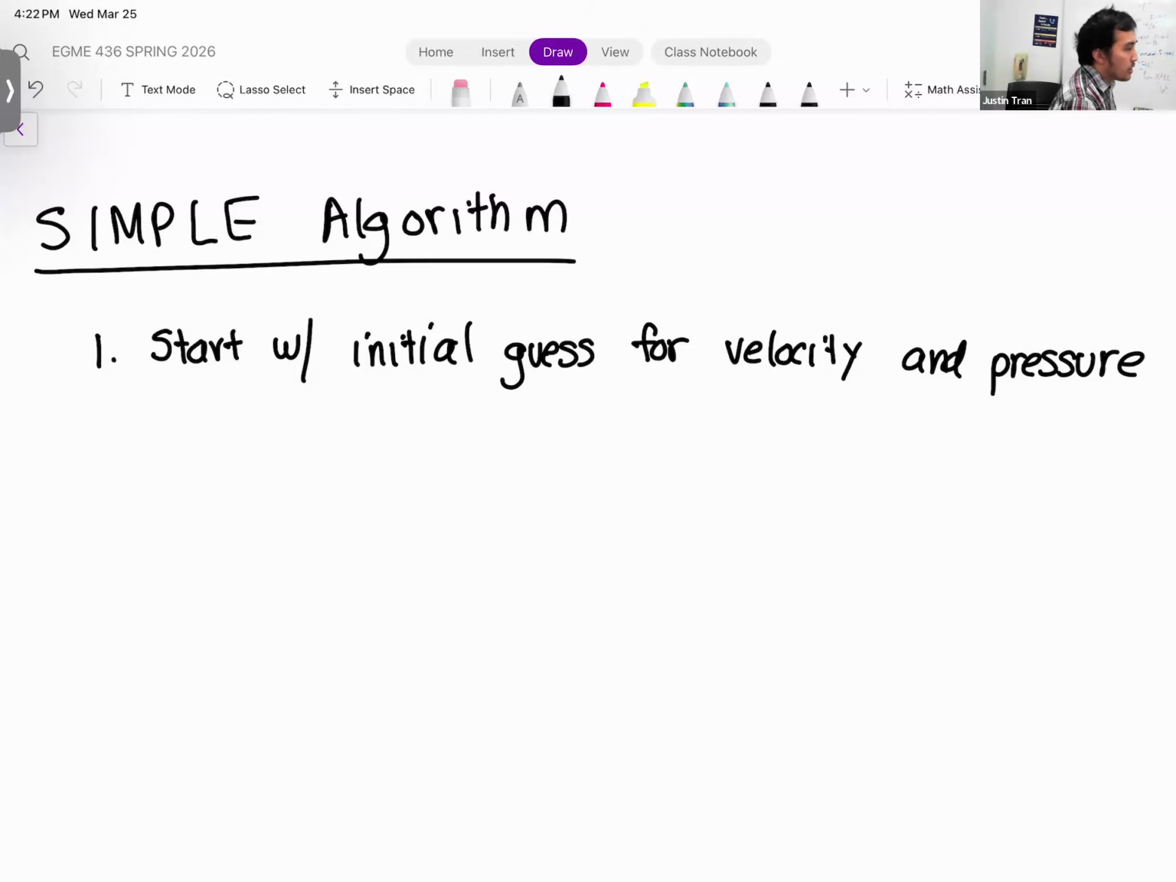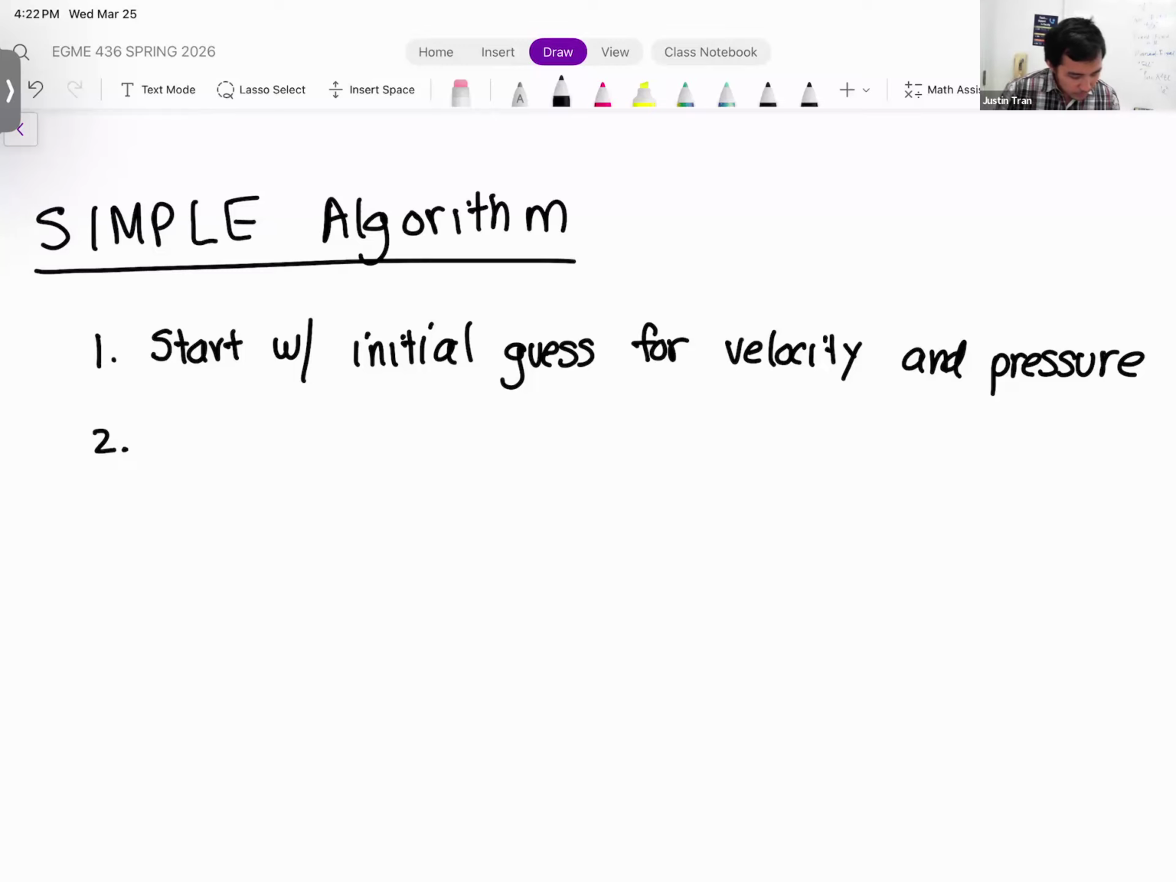Sometimes the starting guess matters a lot. With some algorithms you have to start relatively close to your solution, but there are other algorithms where you can start very far away and still come back. The SIMPLE algorithm falls in between those two. If you're extremely far off, then SIMPLE is not going to work, but there is some robustness where you can have a pretty far off guess and still arrive at the correct answer.